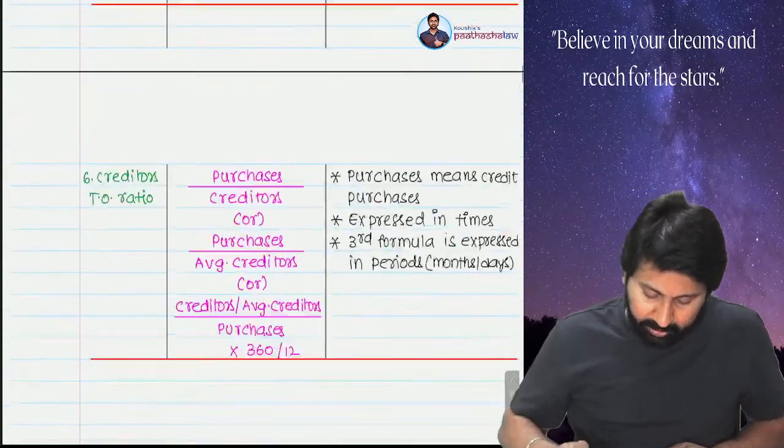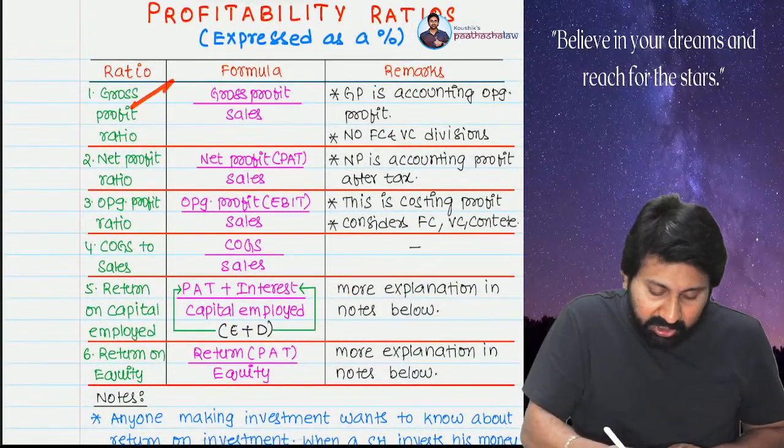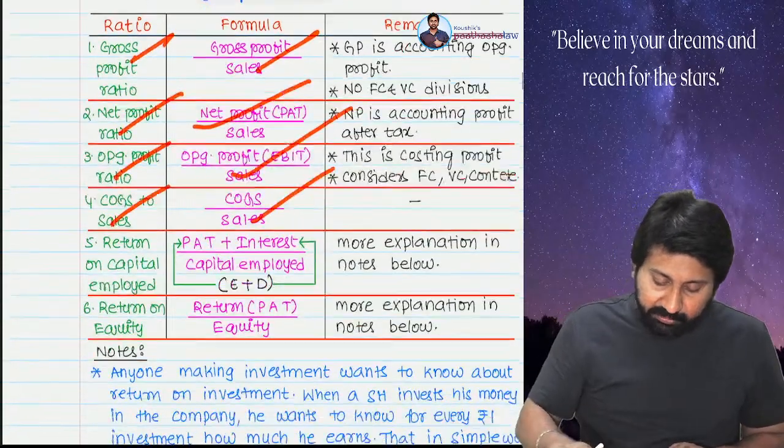Okay, next, profitability ratio. Sales comes in the denominator. Gross profit ratio: gross profit by sales. Net profit by sales. Operating profit, EBIT by sales. COGS to sales, COGS by sales.